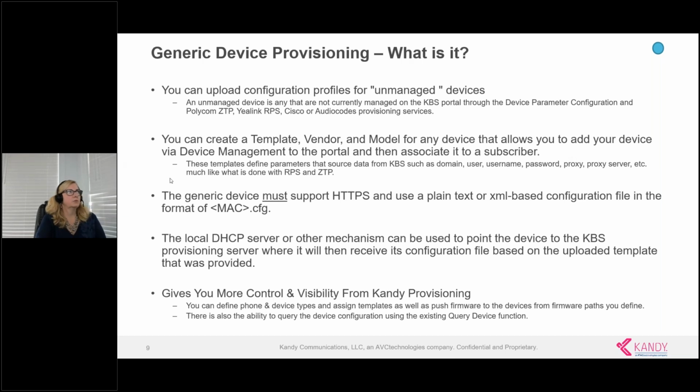And one of the things that you would do is you need to go in and create a template first of all. And you've got to enable generic device provisioning. It's done at the partner level, but you go in and create a template. You will set up a vendor in that and a model, and once those are set up, then you can add that device like you do in device management. Add the MAC address and select that device as a generic device. And once you add that device, then you can associate it to a subscriber.